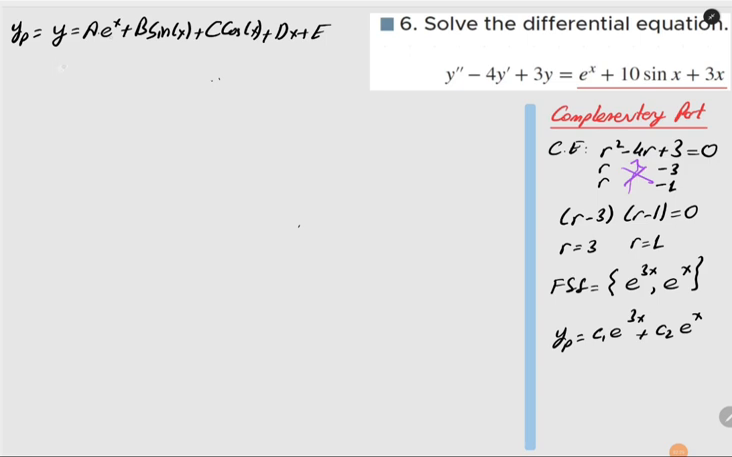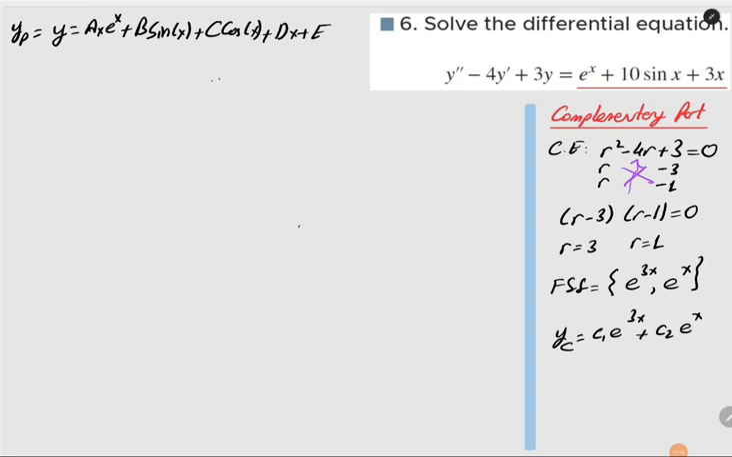Sorry, before that, we have a times e to the x here, and we have also in the complementary solution c2 times e to the x here. They coincide, right? First, we need to remove these coincidences. So we need to update our initial guess, by which we need to multiply this term by x. So it should be ax times e to the x. Here we go.